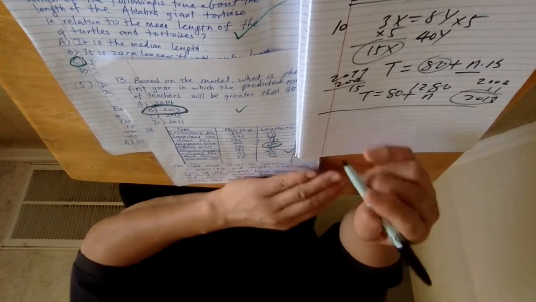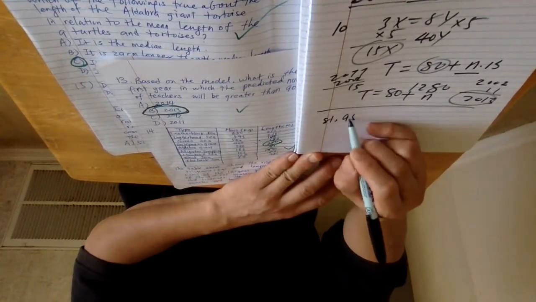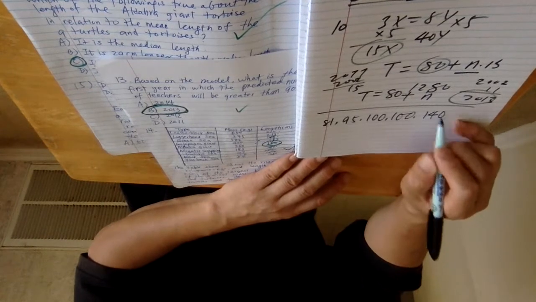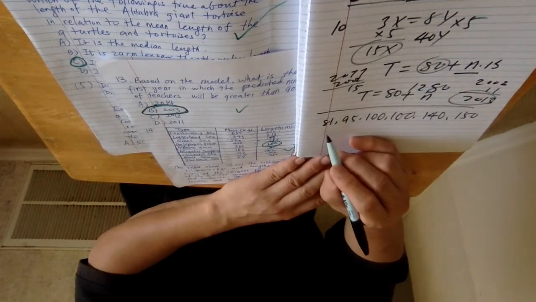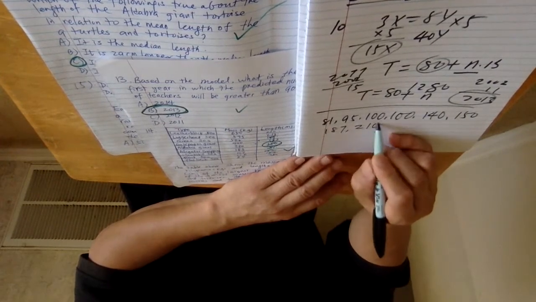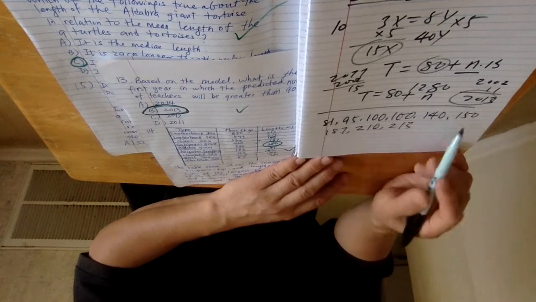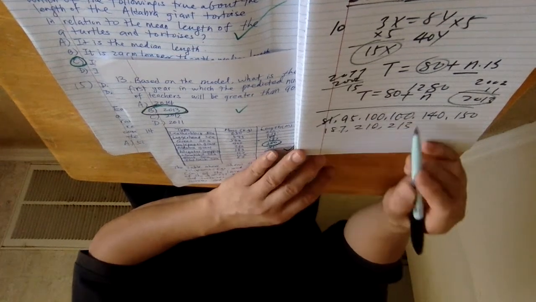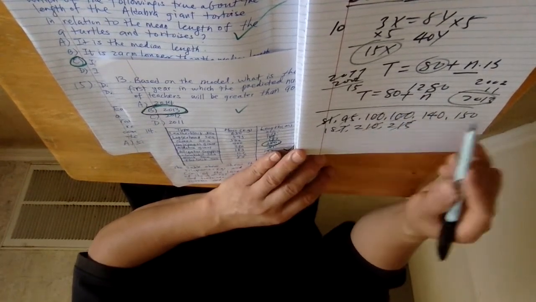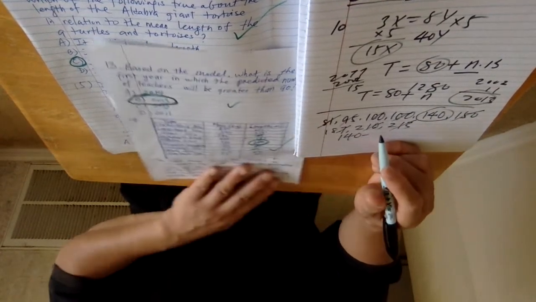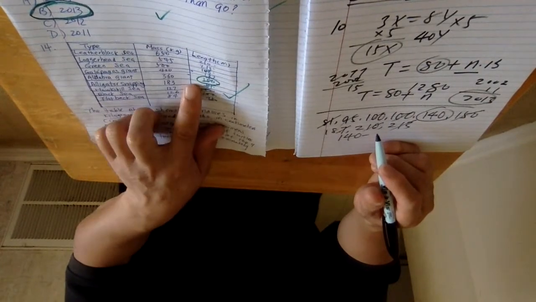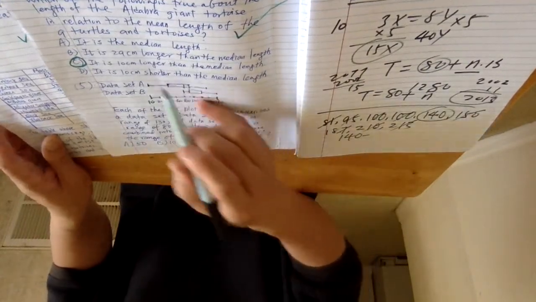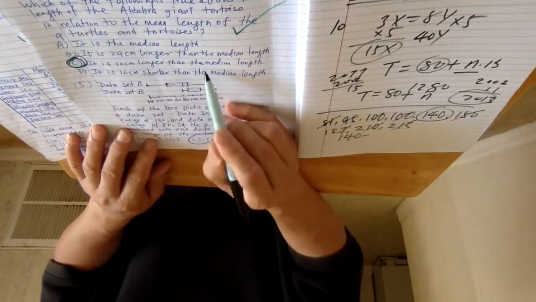We're going to use the median. Remember, you have a data set, you need to line them up from least to greatest: 81, 95, 100, 100, 140, 150, 187, 210, and 213. Let's see, 1, 2, 3, 4, 5, 6, 7, 8, 9. We're looking for the median, which has to be the one in the middle. So the median is going to be 140. And from the table here, we know the Aldabra giant tortoise is 150. So 150 is 10 more than 140, so it's 10 centimeters longer than the median length.